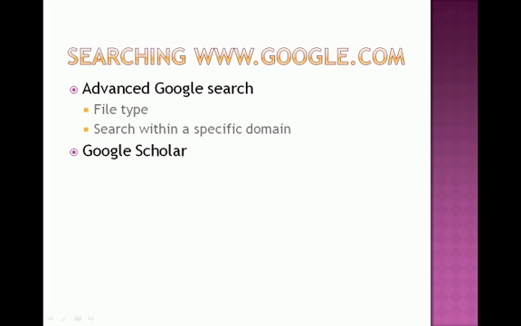You can actually search by file type, and you can look at just PowerPoints, you can look at just Adobe files, or you could search within a specific domain. You could narrow your search to .gov or .edu websites. And we'll also take a look at Google Scholar. A lot of educational institutions use Google Scholar to help their students become more familiar with searching academically.